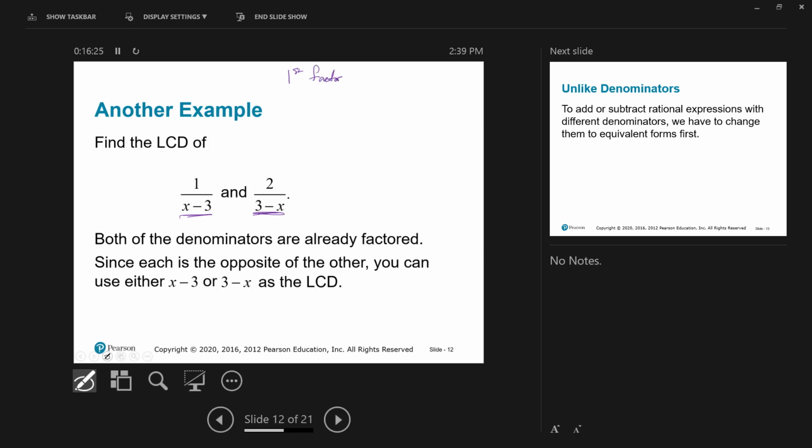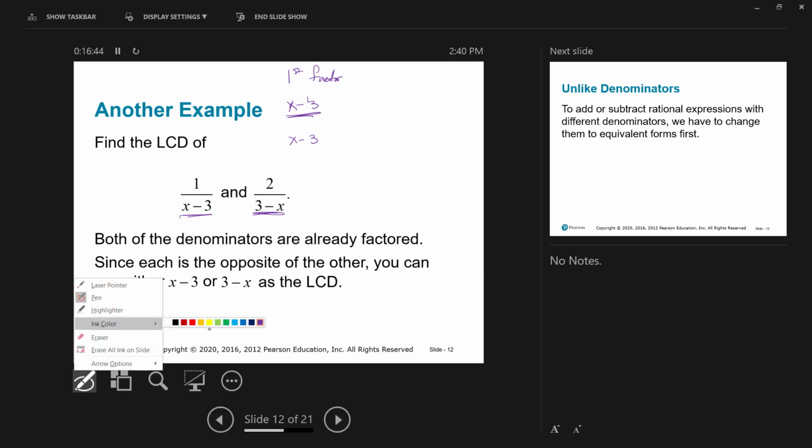I am going to look at each denominator and I'm going to see what we can do. The first denominator is x minus 3. Can this be factored? No. So it's just going to remain x minus 3.